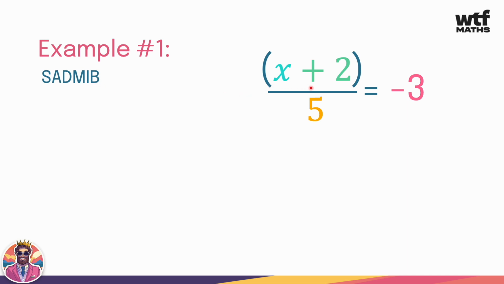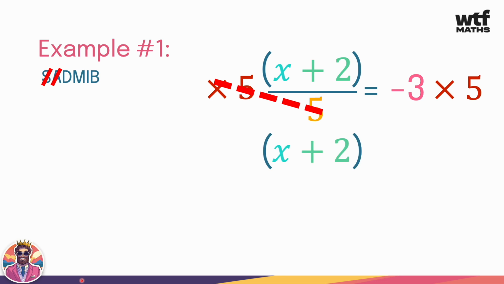So the only thing I can get rid of is this divide by 5. If we go through our steps, there's no subtraction or addition to do, but we can get rid of this divide by 5 by timesing by 5 on both sides. As we know, timesing by 5 and dividing by 5 will cancel out, giving me just x plus 2. And on the right, negative 3 times 5 is negative 15. Now, there's no multiplication on the outside, there's no indices, so we just come to the brackets now. There's nothing more to do outside the brackets, so we can finally remove those brackets.